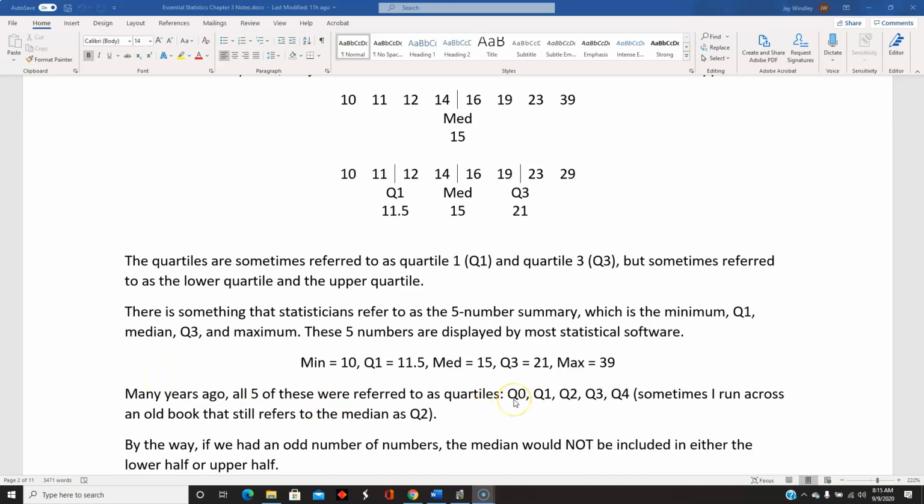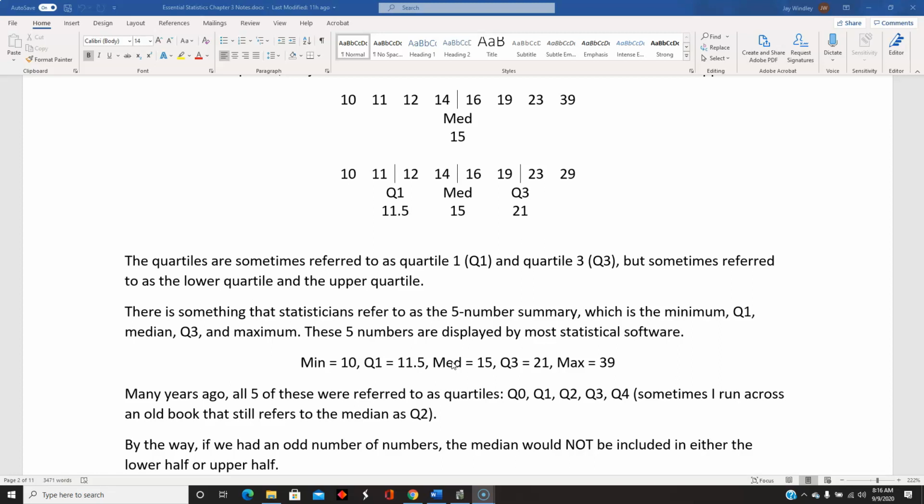Used to be way back when that they were all referred to as quartiles, and in fact, a lot of times when we talk about Quartile 1 and Quartile 3, a couple of students will ask what happened to Quartile 2. Well, the median used to be Quartile 2. And there's still some older textbooks out there that refer to the median as Quartile 2.